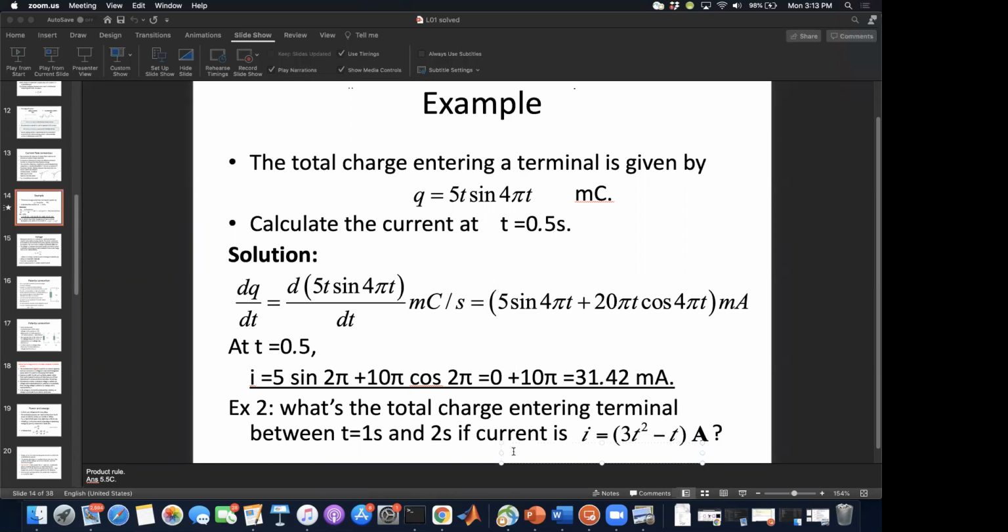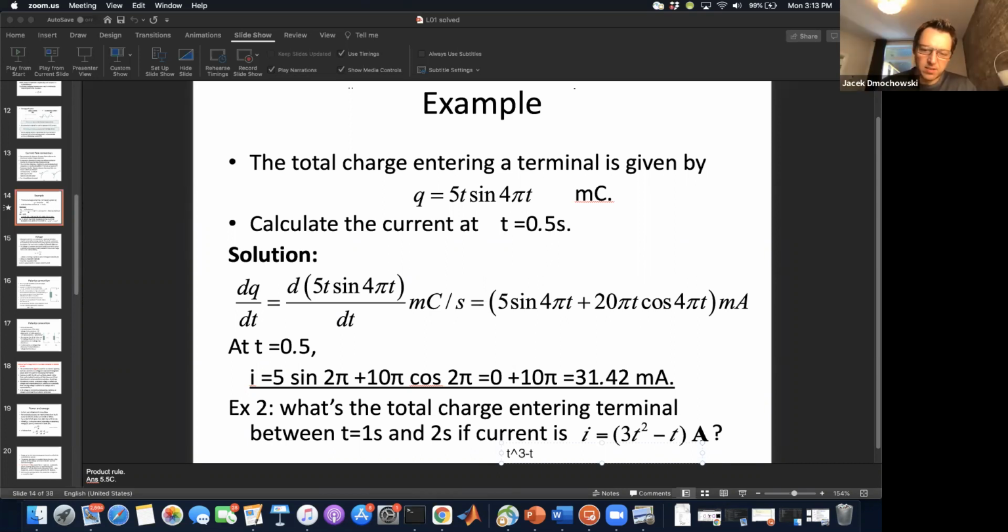T cubed minus t squared over 2. Excellent. All right, so it'll be that evaluated at 2 and 1, right? So you have to evaluate this at 2. So no, sorry, first evaluate it at 1 and then subtract the result of that from this function evaluated at 2. And so the answer actually ends up being 5.5 coulombs.